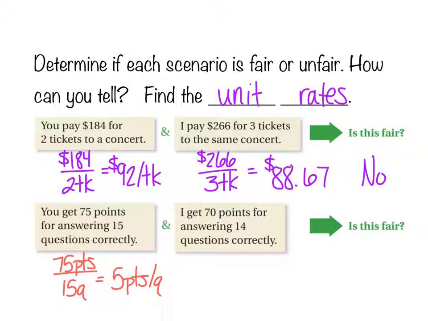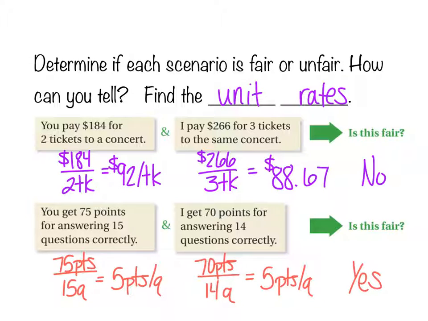And then I get 70 points for answering 14 questions correctly. So 70 divided by 14 is also 5 points per question. So this is fair. I would assume if we're taking the same test that the points be spread equally, and if I get 1 less question, I get less points, 5 less points for that. So this is fair.